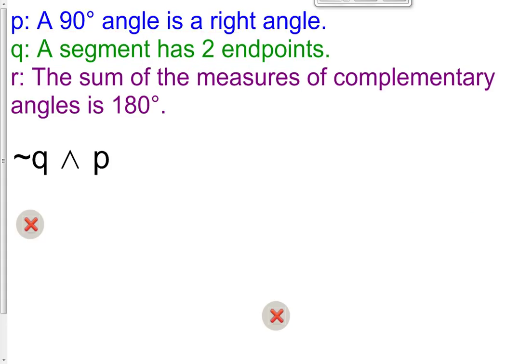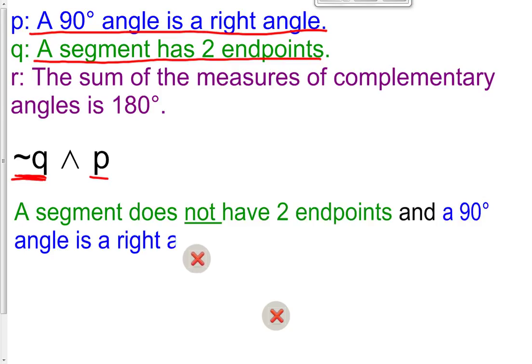Let's practice another one. This one says, not Q and P. So you're going to write down, a segment does not have two endpoints, and a 90-degree angle is a right angle. Okay, not Q. So here's the not Q part. A segment does not have two endpoints, and here's the word and P. A 90-degree angle is a right angle. Please write that down in your notes. If you have to pause the video, that's just fine. Do so if you need to.